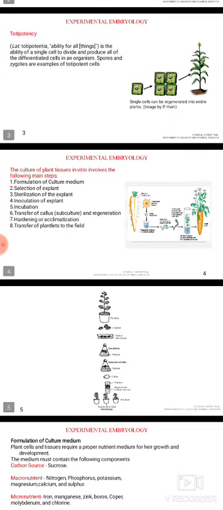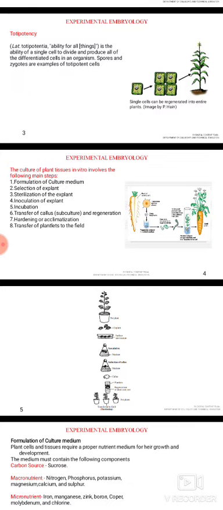The culture of plant tissue in vitro involves the following steps. First one, formulation of culture medium. Second is selection of explant. Third is sterilization of the explant. Then fourth one is inoculation of explant. Then fifth is incubation. The sixth step is transfer of callus and regeneration. And the seventh step is hardening or acclimatization. And eighth is the transfer of the plantlets to the field.